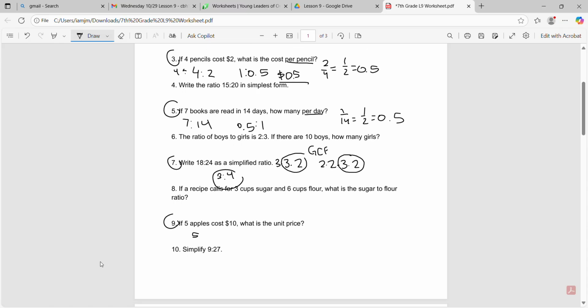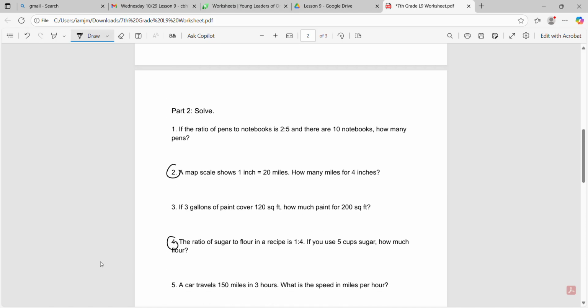Okay, number 9. If 5 apples cost $10, what is the unit price? It's the price per apple. Then divide 5 by 5, divide 10 by 5, and you get 1 to 2. So per apple it costs $2. Let's move on to part 2.